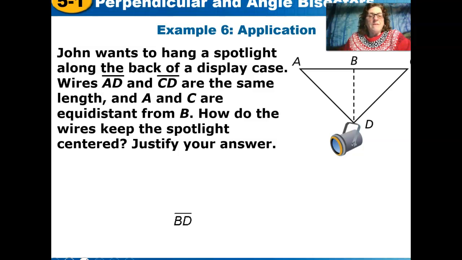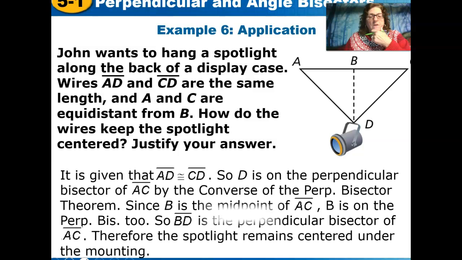So taking a look at this application problem here, we have the angles are the same length and they're equidistant. So in terms of how do we know? By the converse of the perpendicular bisector theorem, we know that B is the midpoint. So we know we have a perpendicular bisector, so we know that they are going to be equidistant from one another.